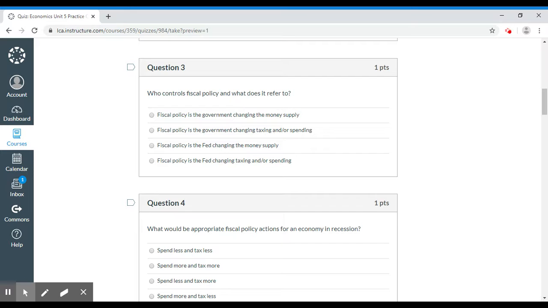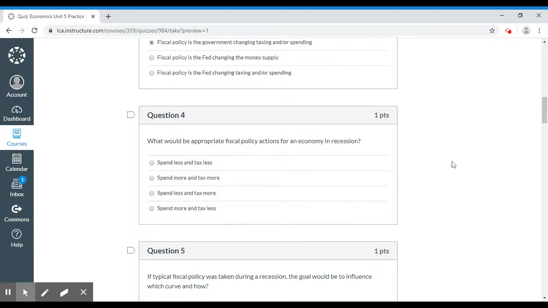Fiscal policy is the government. And again, when we say the government, we're talking about the president and Congress, and they change taxing and spending. Okay, so taxing and spending. The opposite, which we'll see in a second, is monetary policy. Not the opposite, but a very different animal is monetary policy. So fiscal policy is the government changing taxing and spending.